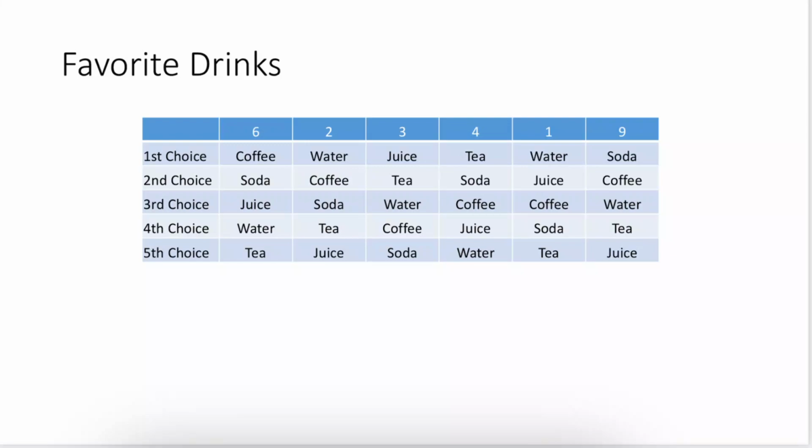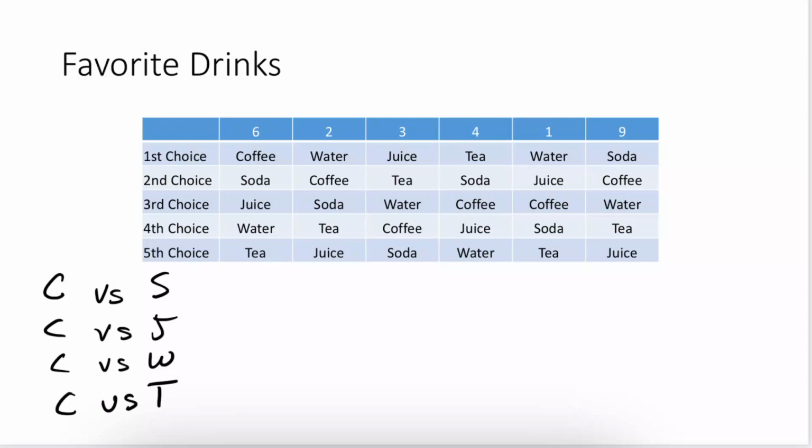So let's say we had 5 choices to choose between if we were listing our favorite drinks. If we wanted to list all of the possible pairs, you could do this methodically by saying, okay, well, I could do coffee versus soda, or coffee versus juice, or coffee versus water, or coffee versus tea. And those would be all of the pairs that involve coffee. Then I could say, okay, well, I've already got soda versus coffee, but I could also do soda versus juice, or soda versus water, or soda versus tea. And those would be all of the pairs that involve soda.